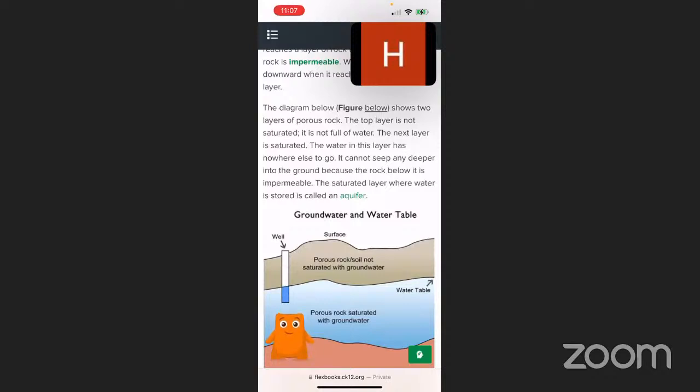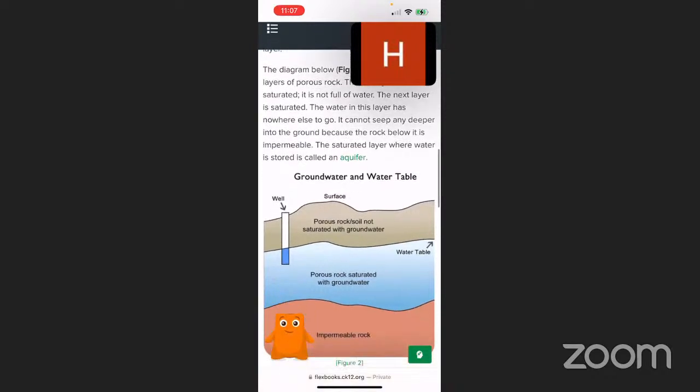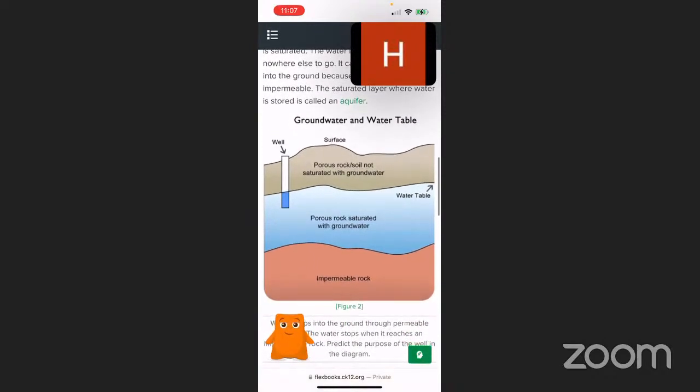Yes, the saturated layer where water is stored is called an aquifer. So you see this diagram? The bottom layer is the impermeable rock. The saturated water is in the middle, okay? And then the porous rock, that is soil that is not saturated, is above, okay?